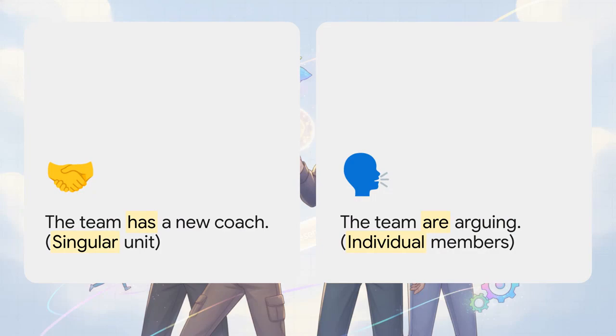Also, notice how collective nouns, words for groups of people like team, family, or staff, they magically adapt their verbs based entirely on the context. If the group is acting as one single unified unit, you go with a singular verb. The team has a new coach. But, and you see this a lot in British English, if you're emphasizing the members acting as individuals, you switch to a plural verb. The team are arguing about the strategy. It's all about the focus.